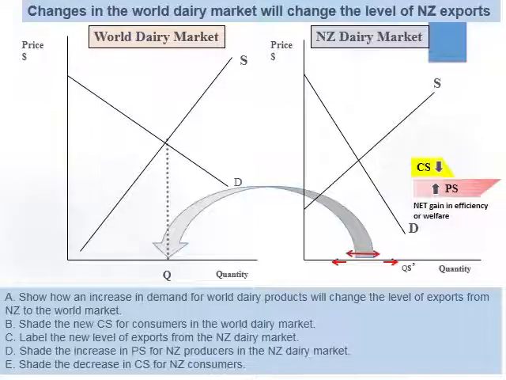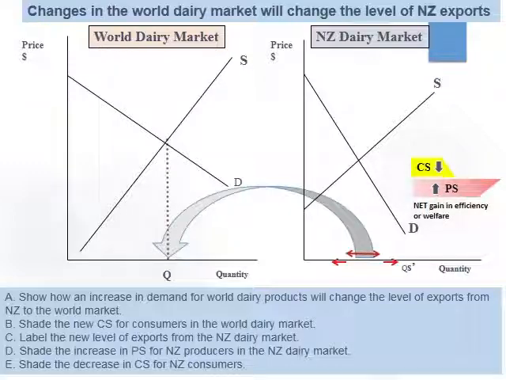Now we're going to focus on this net gain in efficiency or welfare as a result of international trade. So we have the world dairy market on the left hand side, and we have the New Zealand dairy market on the right hand side. And what we will see is that as New Zealand producers or sellers of dairy products sell in the world market, there will be a net gain in efficiency.